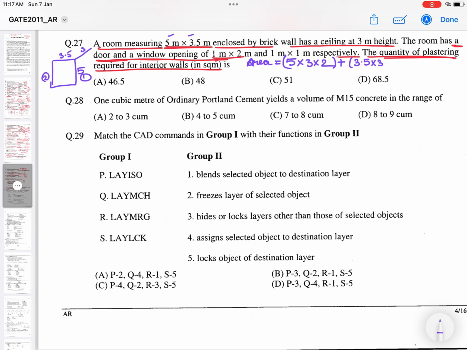This minus the area of the door, because you will not put plaster on the area of the door and window. Yes, we have to subtract it. So the area is 1 into 2 plus 1 into 1, it will be 1. I don't need to write it. So how much will it be? 30, right? It will be 30. Wait, guys.